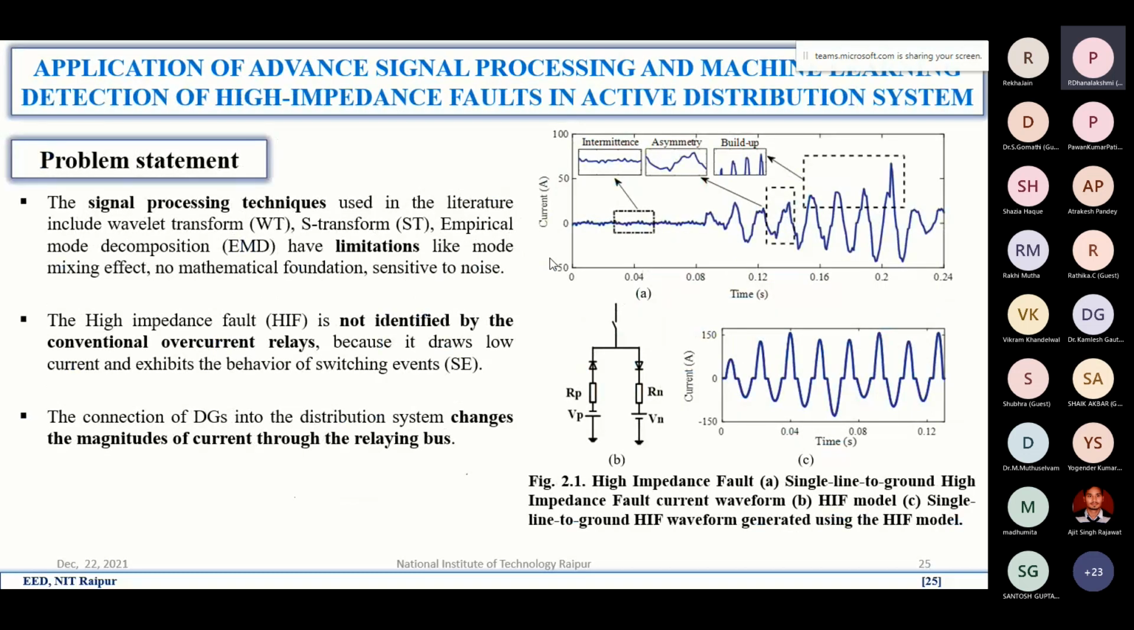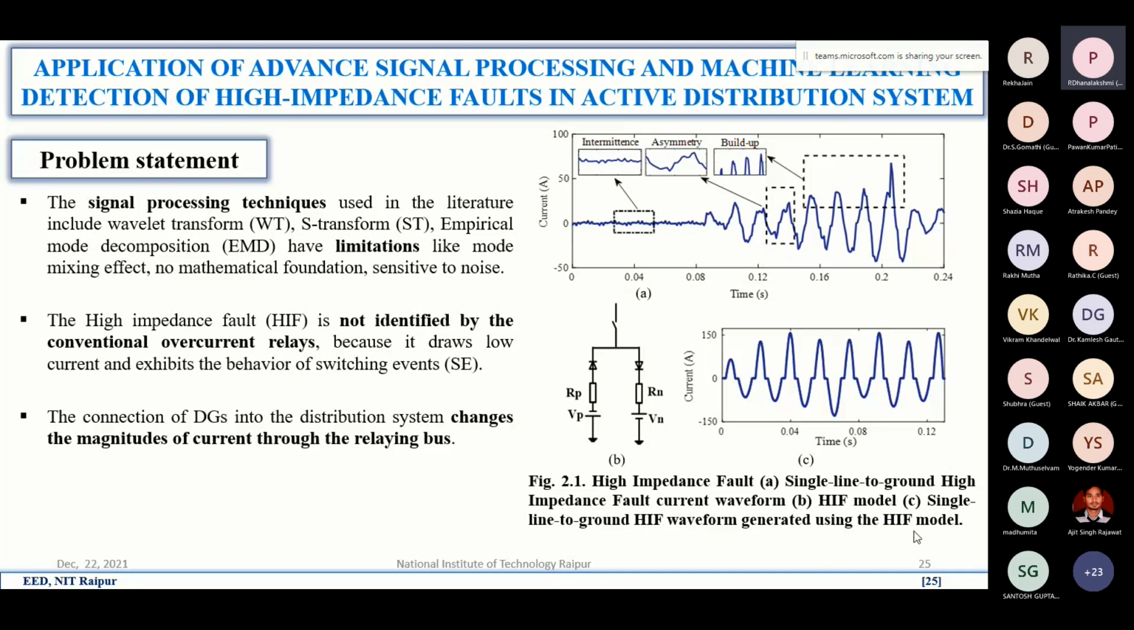Now, coming on to applications of advanced signal processing tools. So here, the main protection issue that is being taken into account in case of distribution system is detection of the high impedance fault. An active distribution system consists of a system in which the DGs are connected, which are either renewable energy based sources or the conventional utility grid as well. So here we will be discussing the high impedance fault and its nature.